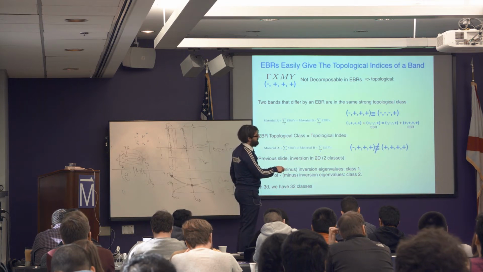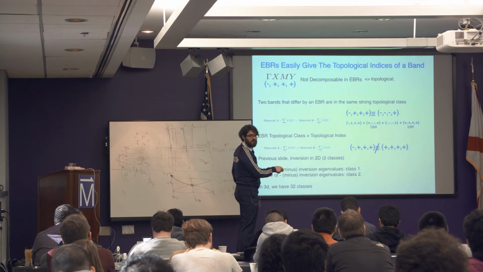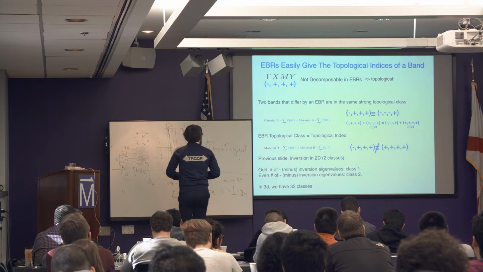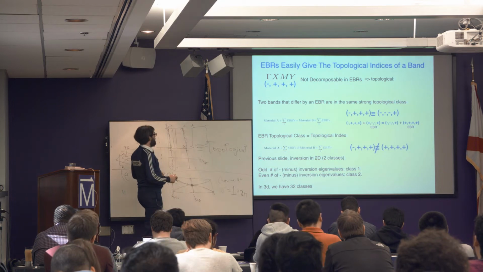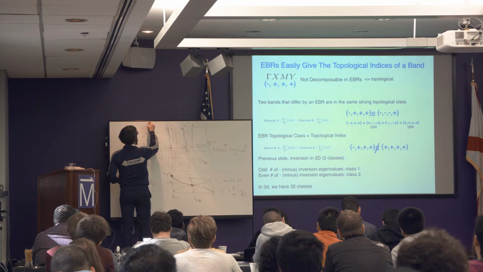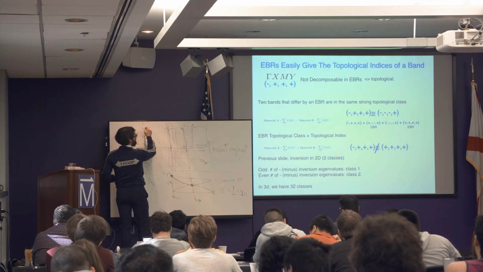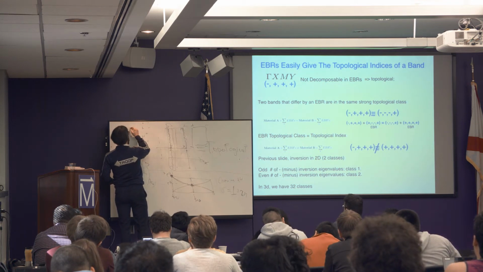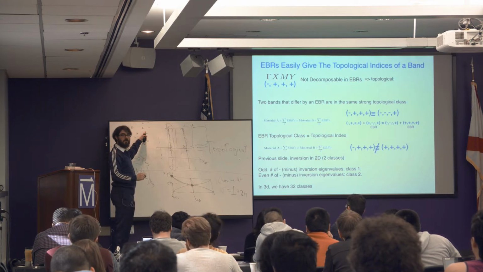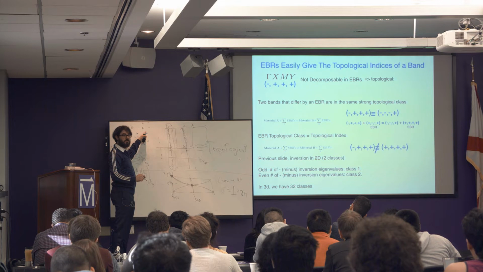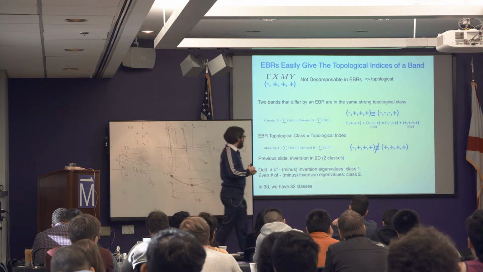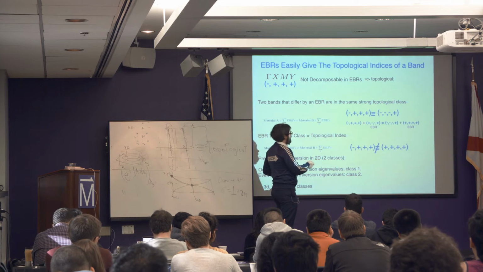This atomic limit is s orbital at 1a position. This atomic limit is, what was this atomic limit? It's plus, minus, minus, plus. Okay, this atomic limit is s at 1b position, because it took a minus when kx... Okay, so these are the same topological class.